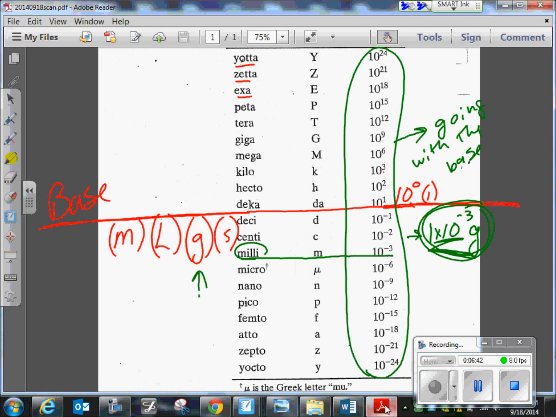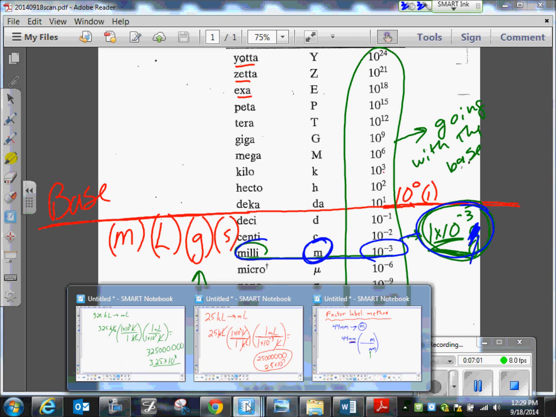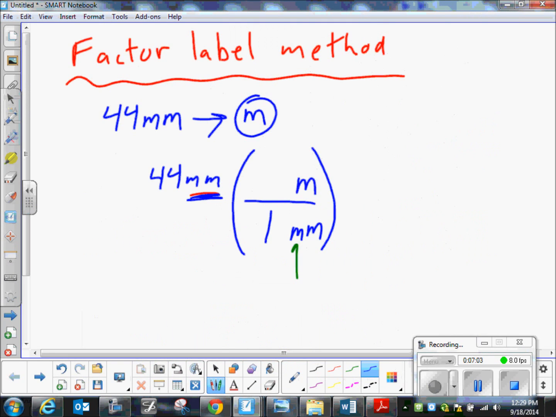So I find mm, here's the prefix. I find mm has 1 times 10 to the third associated with it. Now this base could be any base. For our use this time, it's going to be meters. So we'll go back to our problem, and we can say that for every 1 millimeter, we have 1 times 10 to the negative third meters. And then we can see that this cancels out. And then it's time to do our calculations, because we're left with the label that we're looking for.